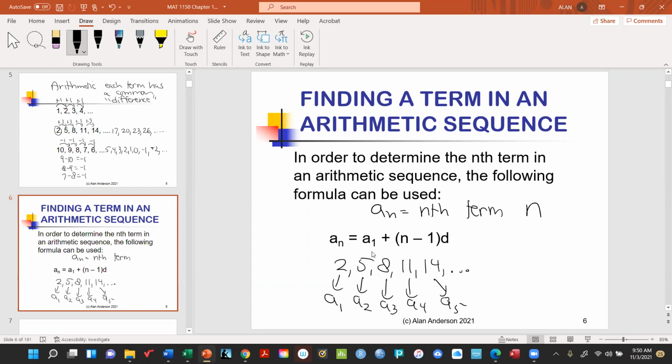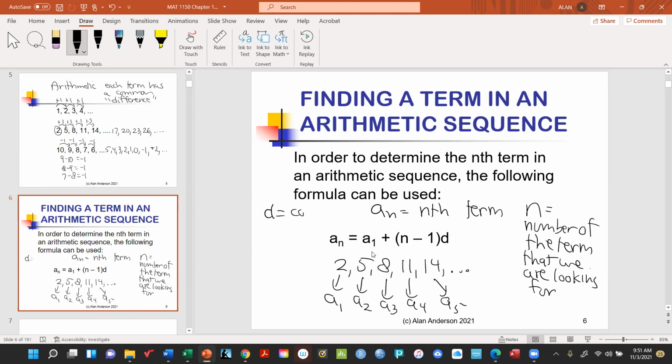And N is the term number of the term that we are looking for. And then D is the common difference between the terms. Okay, so we've got the starting term, we've got the number of terms, we've got the common difference. With all that information in place, we can figure out, in principle, any term that we choose.